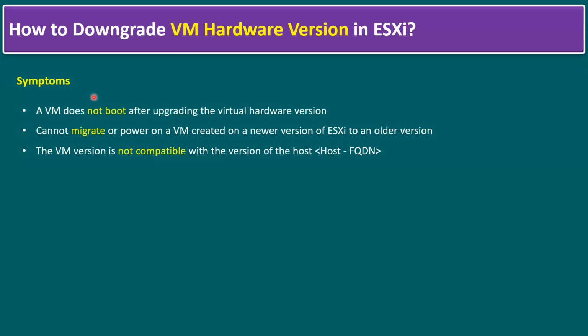After the upgrade, sometimes it may not boot. So what is the solution? The virtual machine was previously up and running fine, but suddenly it is not able to boot. The only solution is we can plan to downgrade the hardware version.